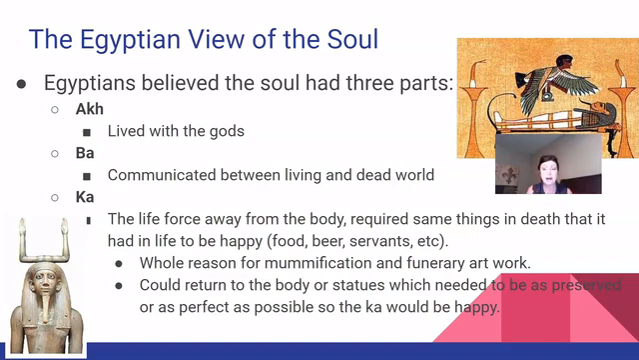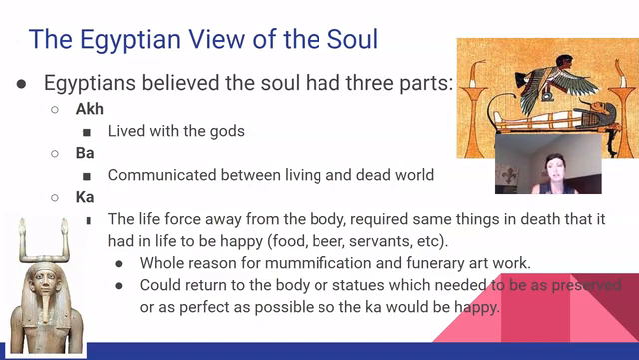Then they would wrap it up, and then you would be put in a sarcophagus that usually had a mask of the face of that person. So that way the Ka could actually recognize it as, oh, that's my body. That's where I'm supposed to be going. So this way, the Ka could inhabit the mummified body.